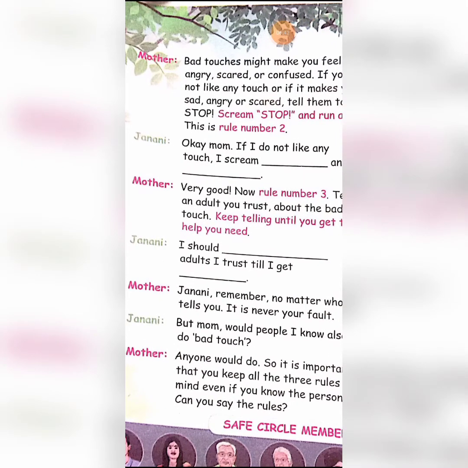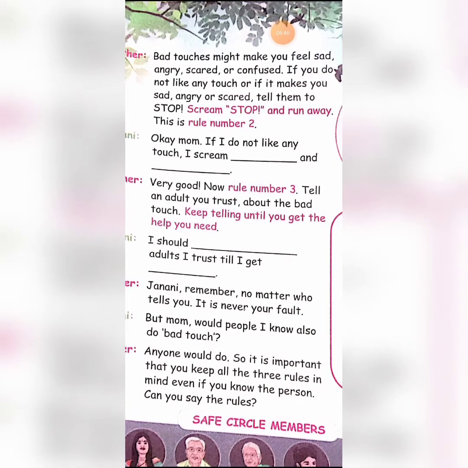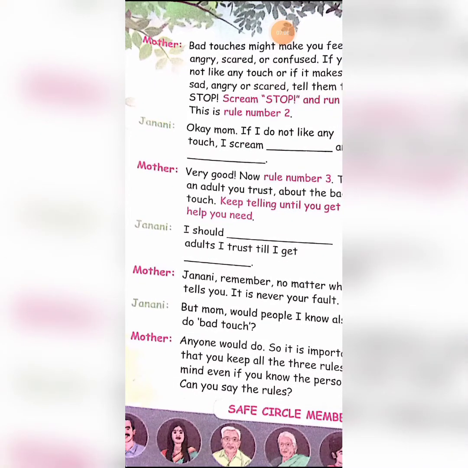Janani: I should inform adults I trust till I get help needed. Yes, you should go and inform the adults. Whoever you know, you should tell them or inform the adults and trust whom you trust the most, and you should wait till you get the help needed. Until then you should keep telling them again and again clearly what happened.